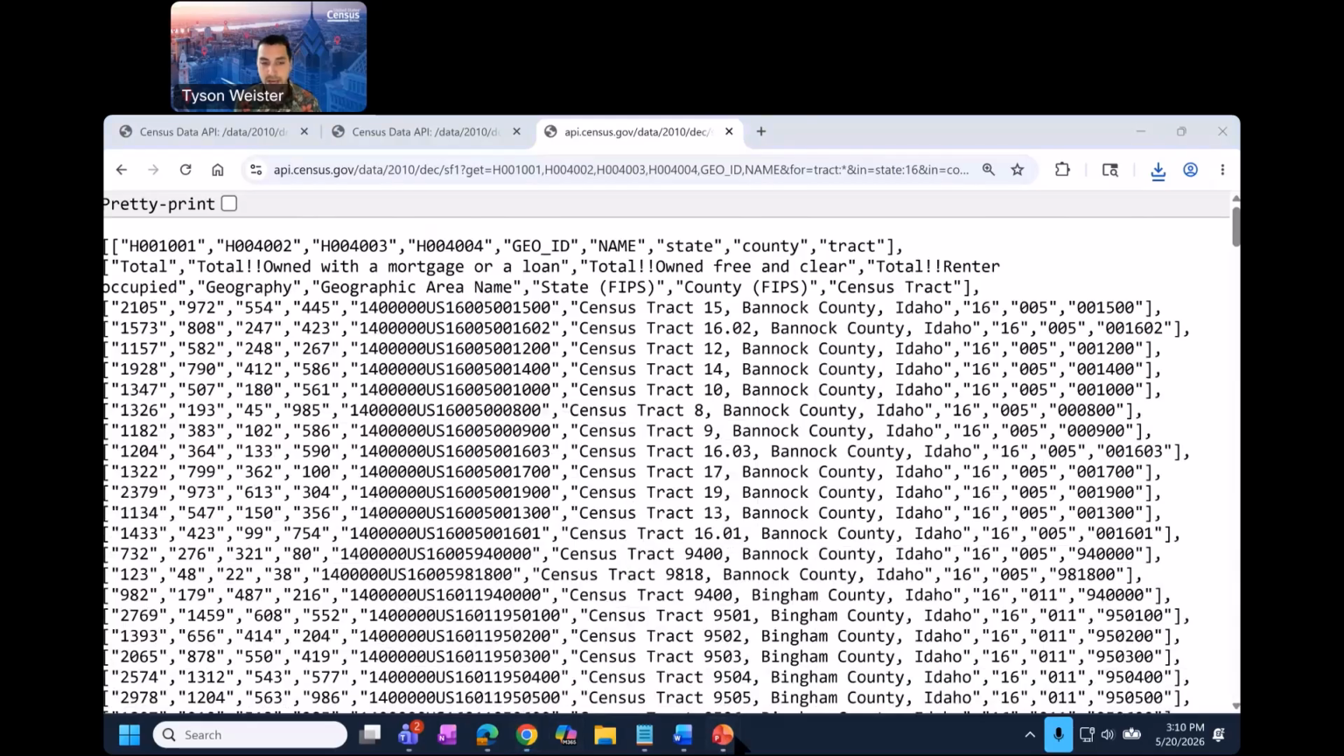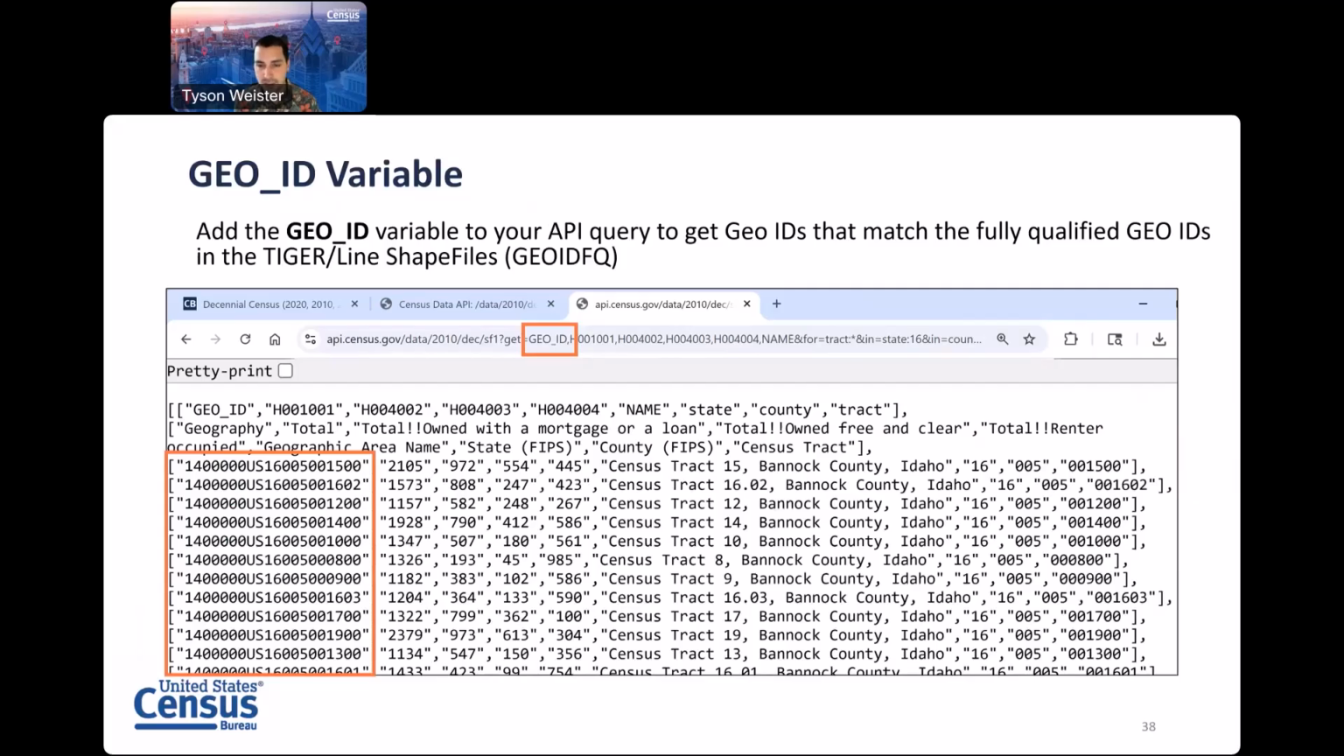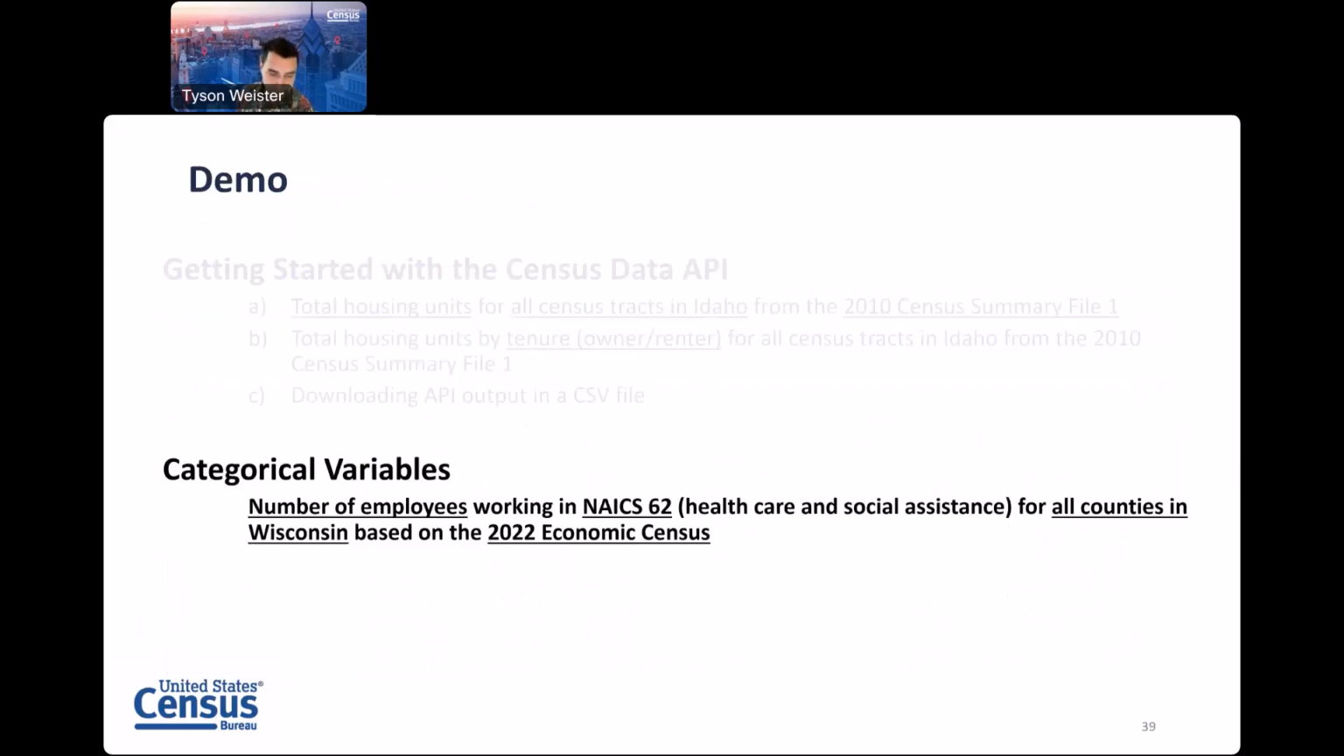Now let's go back to the slides. Again, this here is just reminding you, if you want GeoID, you've got to add it to your query. For this data set, it's geo_ID. Now let's move on and show you one additional use case that you may find for your data sets.